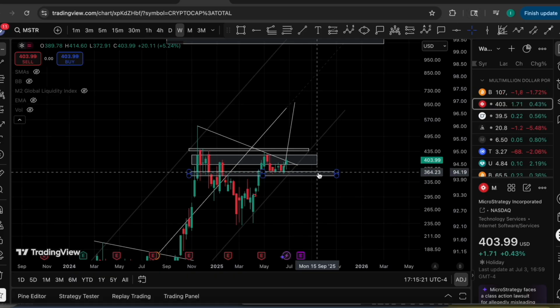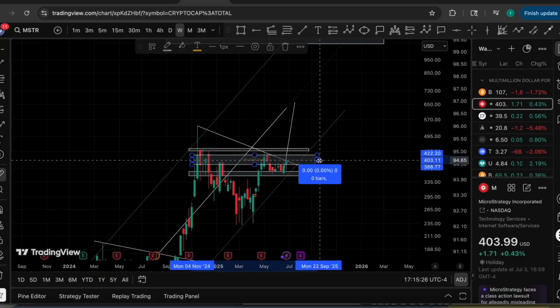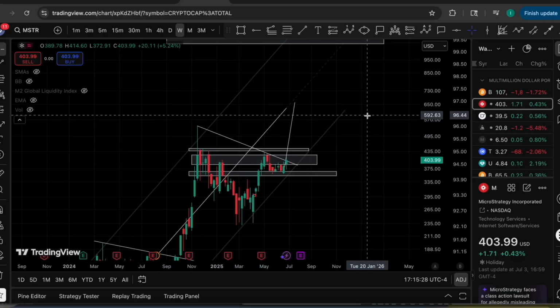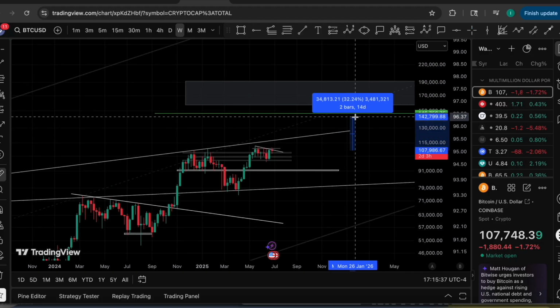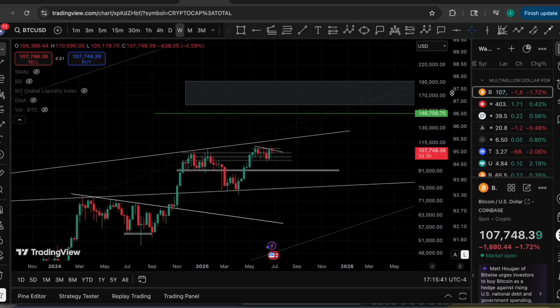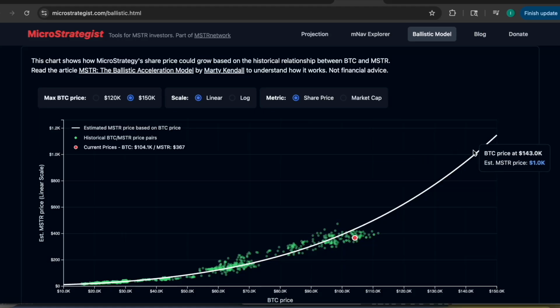So if we take that move from there, that would be a 64% move from here. If we were to take that for Bitcoin, 64, we just divide it by 2. So we'd be sitting around 142, for instance. If you look at that 140 region, we'll just look at 142 here, and you take 985.